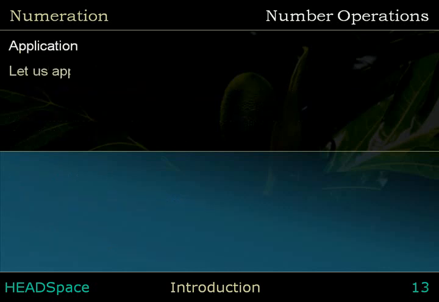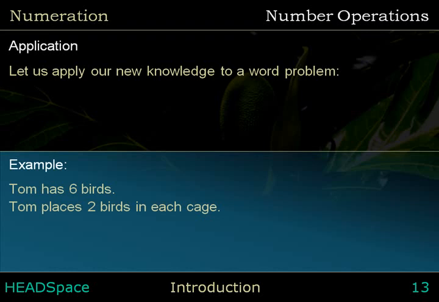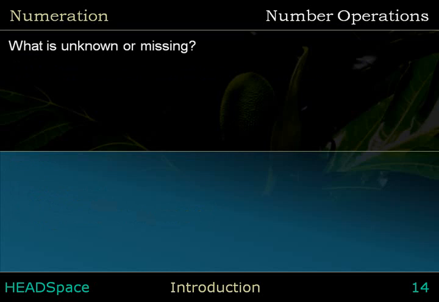Application. Let us apply our new knowledge to a word problem. Example. Tom has 6 birds. He places 2 birds in each cage. How many cages did he need? What is unknown or missing?